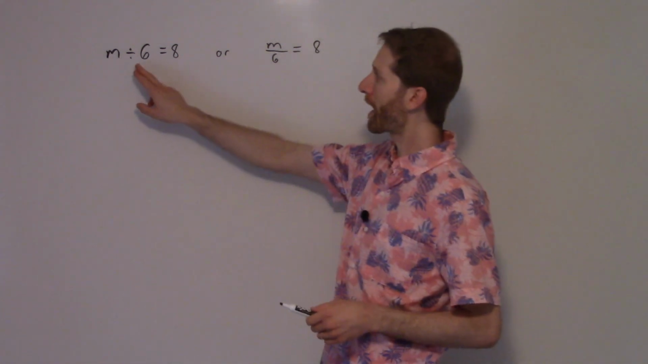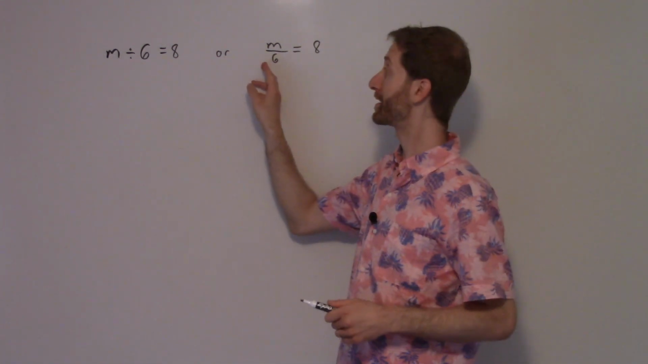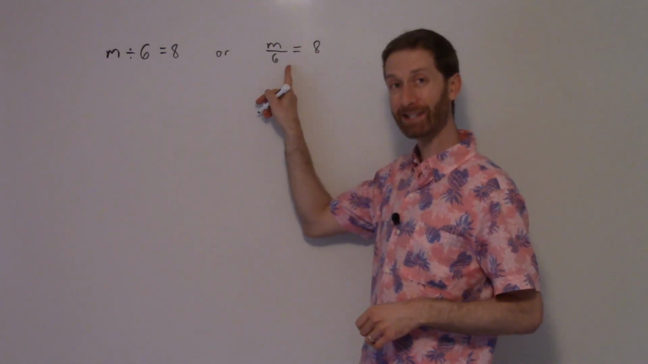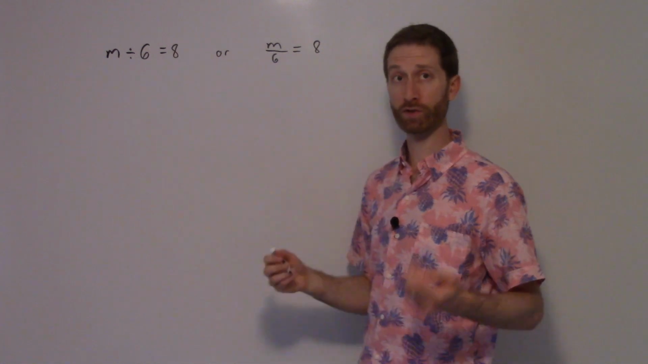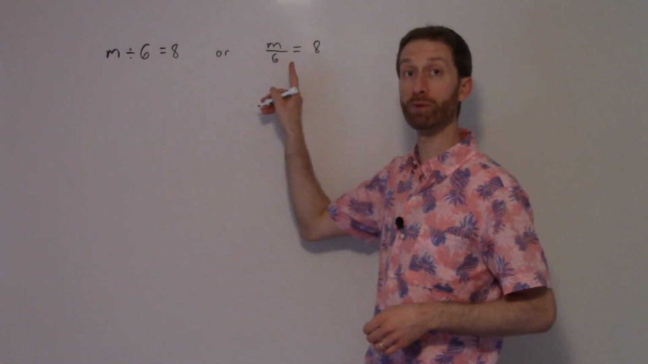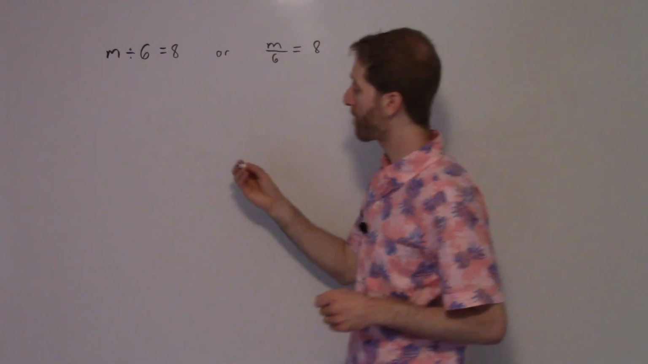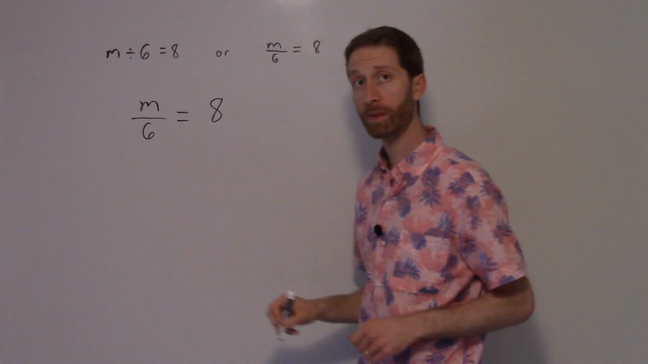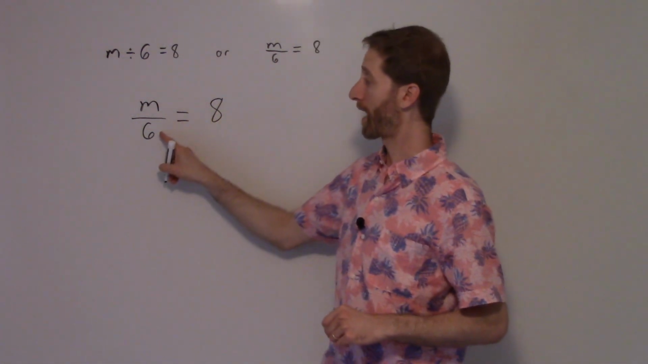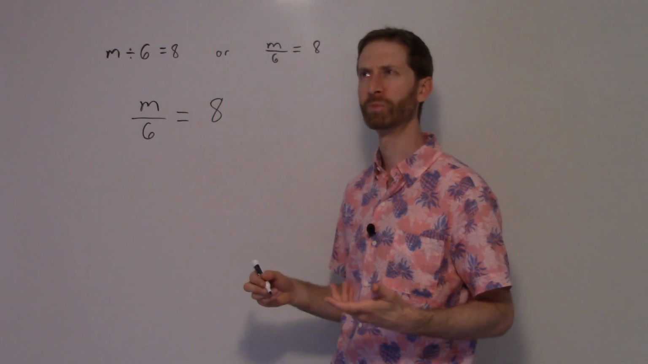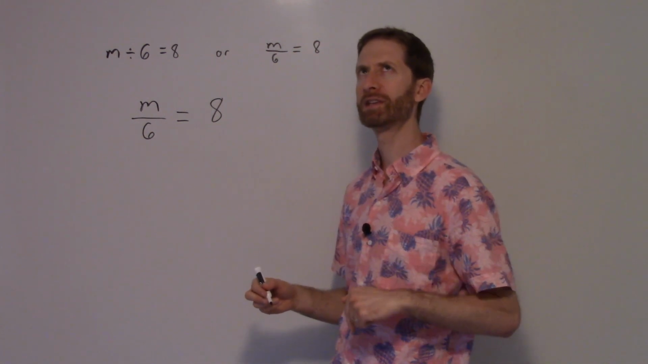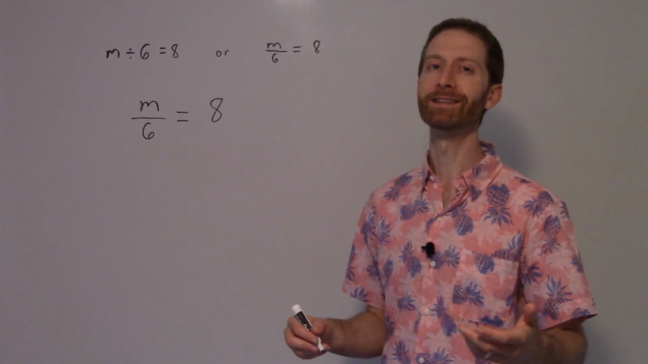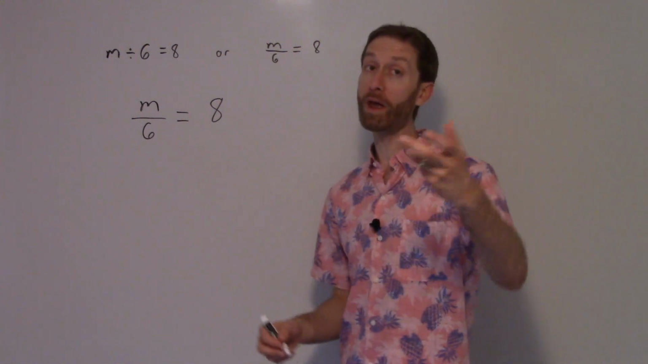So we've got m divided by 6 is equal to 8, or written a second way, m over 6 equals 8. I actually prefer this notation versus the other notation for solving my equation. So if I'm given the other notation, I rewrite it like that. So how do I solve m over 6 equals 8? How do we deal with that? Well, you could do it mentally and say, what number divided by 6 is 8? Well, 6 times 8 is 48, so 48 divided by 6 is 8. So 48 is our answer. So that's a way to do it mentally.